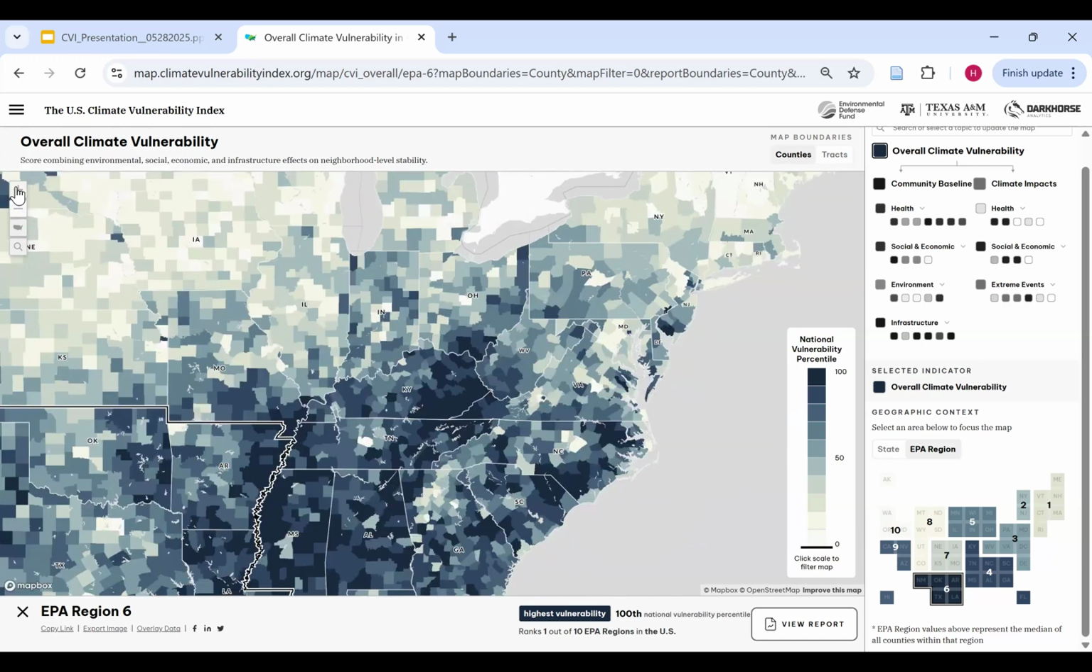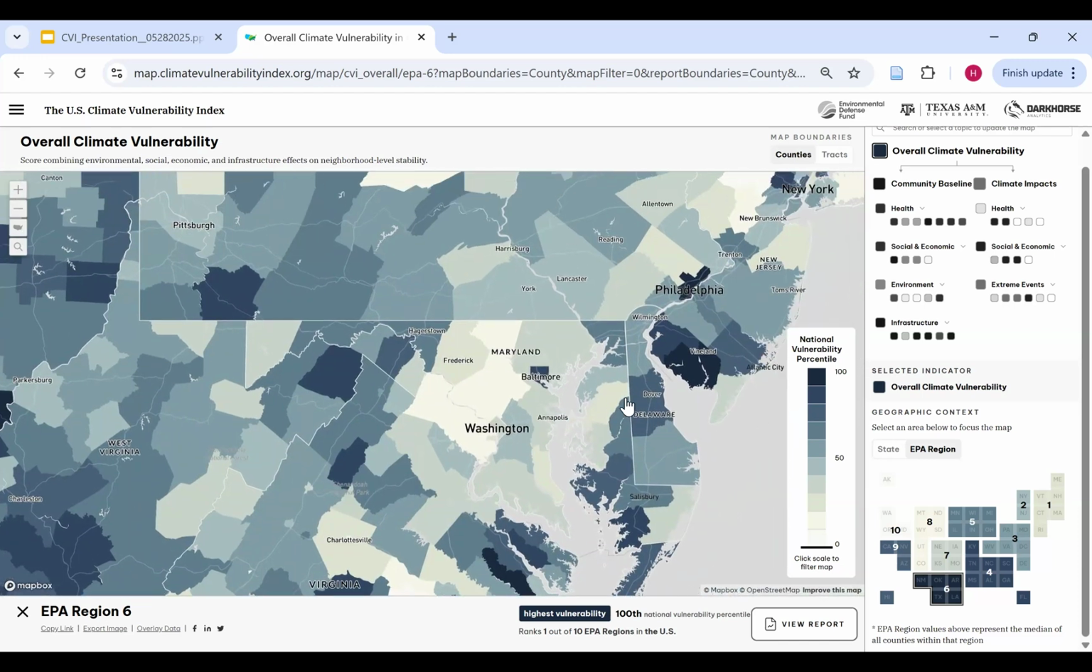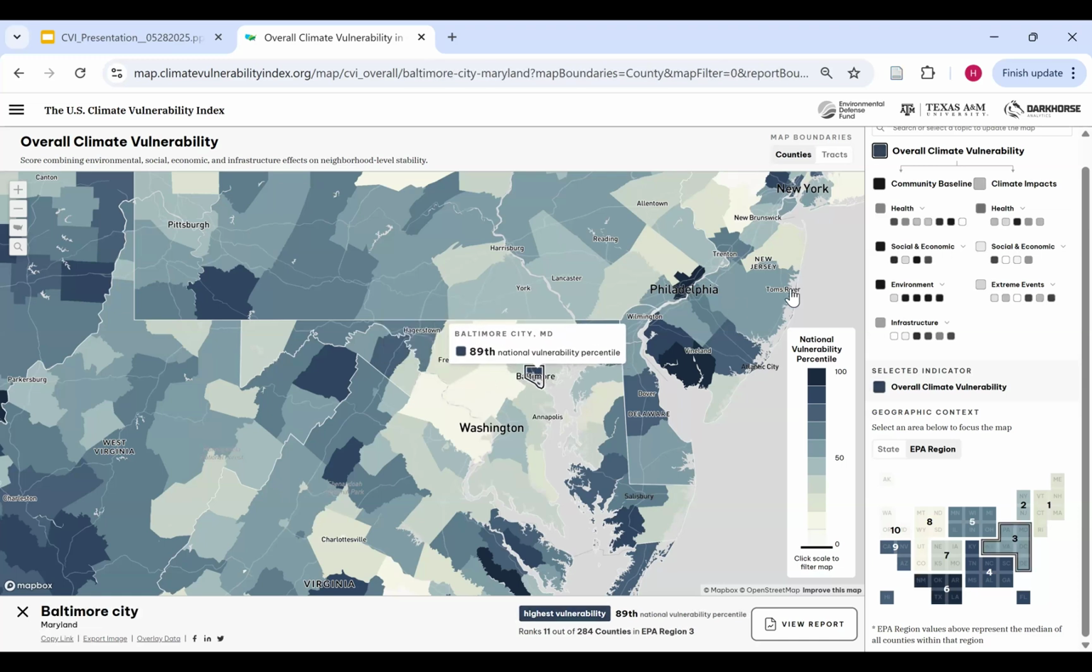As you can see, the map is now in counties. Right now I'm going to go to Maryland. You can see Harford County, Baltimore City, this is Caroline County, and this is Prince George's County, Frederick County. When I click here, it's going to give me information about Baltimore. As you can see here, it says Baltimore City. When I click, it also shows you the ranking of that city, and you can click this to see the report.